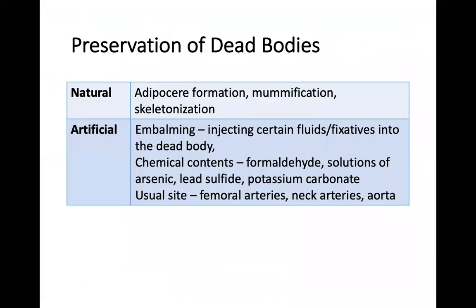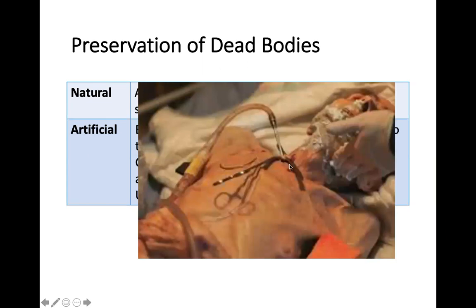Tapusin natin ito. All right, so we have preservation of the bodies, okay? We have the natural adipocere formation, mummification, skeletonization. Of course, yung mga natural natin. While your artificial, ito sa mga embalsamo natin, embalming, injecting certain fluids, fixatives into the dead body. And we also have chemical contents, formaldehyde solutions, arsenic, lead sulfide, potassium carbonate, and the usual sites are your femoral arteries and the neck and the aorta. Okay? The most common one used is your formaldehyde, of course. So ito yun sa femoral. Ay, sa femoral, sa neck. Okay? Sa jugular.